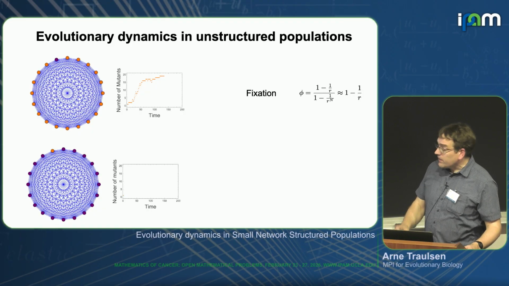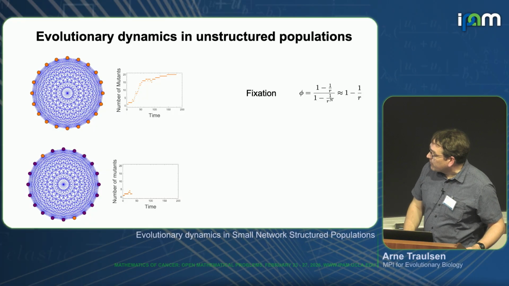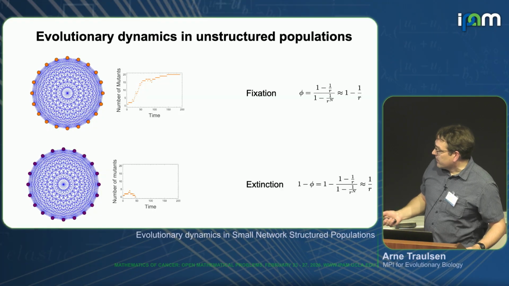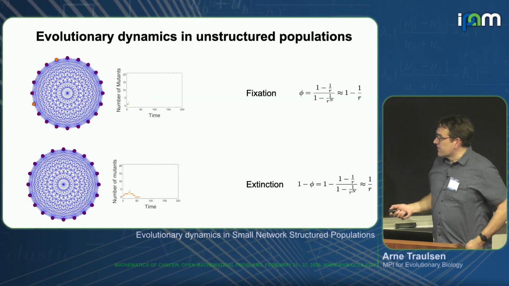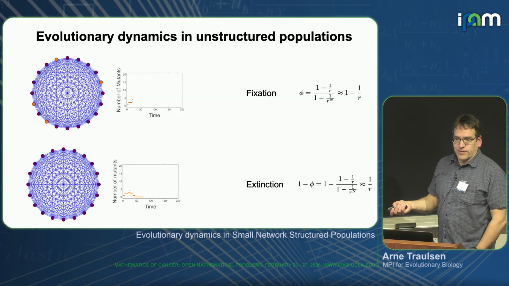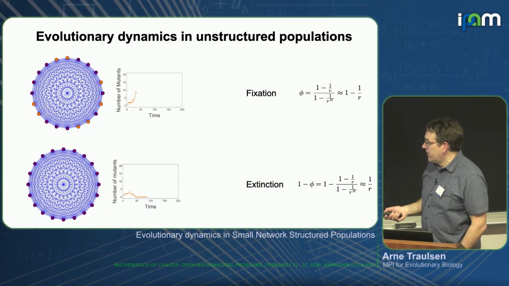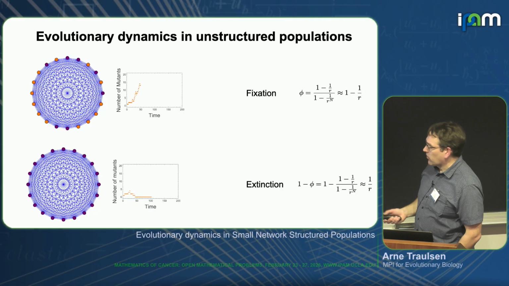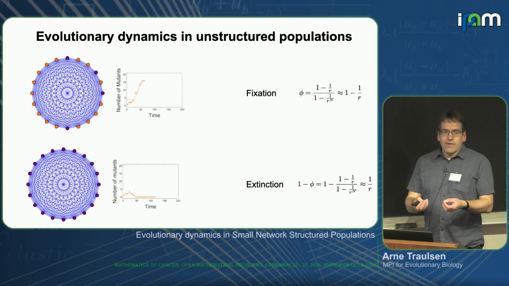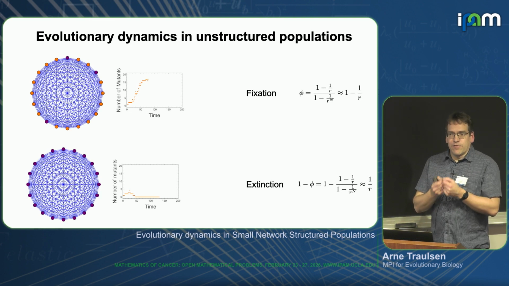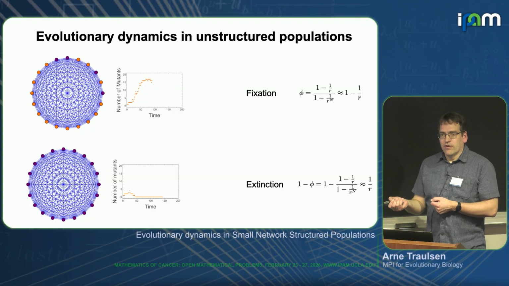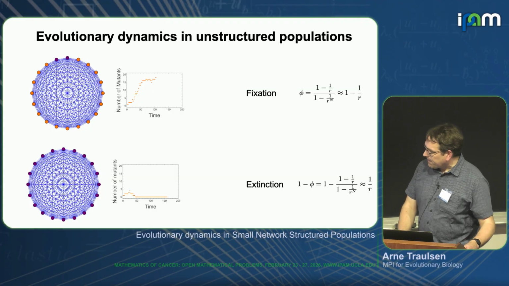So that's a complete graph, is what you're saying? That's a complete graph, yeah. And of course, then it's a random process. In the lower case, you just lose the mutation at some point. And in this case, you could also calculate this extinction probability. This is, of course, 1 minus the probability that you go to fixation, because you have to end up somewhere. And this is then, in this approximation, approximately 1/r. So if you have a mutant that is twice as fit as the wild type, it has a 50% probability to take over the population or to go extinct.